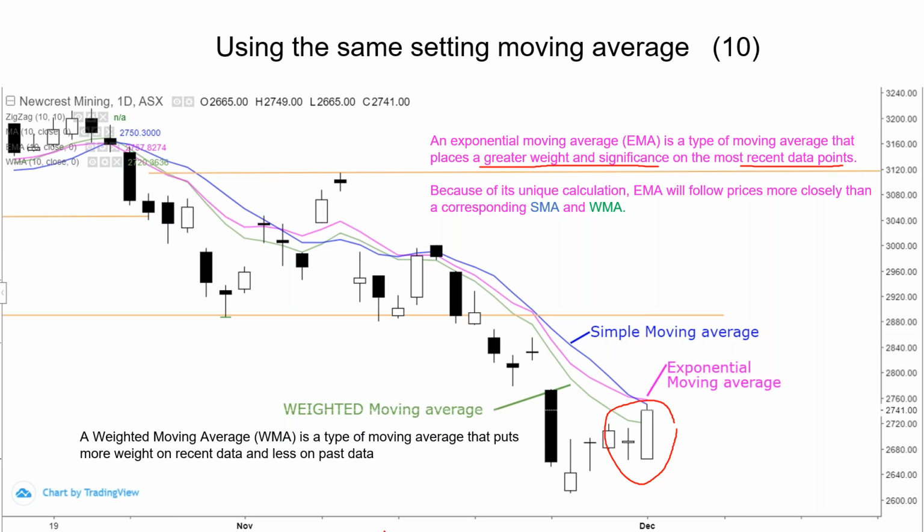Sorry, then the weighted moving average, I should say, that's the one I missed. The weighted moving average is a type of moving average that again puts more weight on the recent data and less on the past data. So the weighted moving average, the green one here, we can see follows the price action a little closer in its calculation. And the exponential average is the one that's really starting to move along.